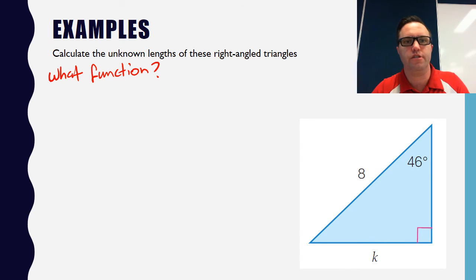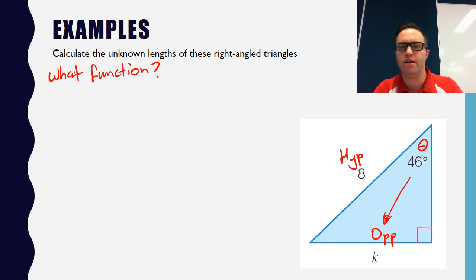So what function are we going to use? Okay, so let's have a look at what information we've got. Here's our angle, so here's theta, right? Now, corresponding to theta, this side here is our opposite. This is the longest side, so this is the hypotenuse, okay?